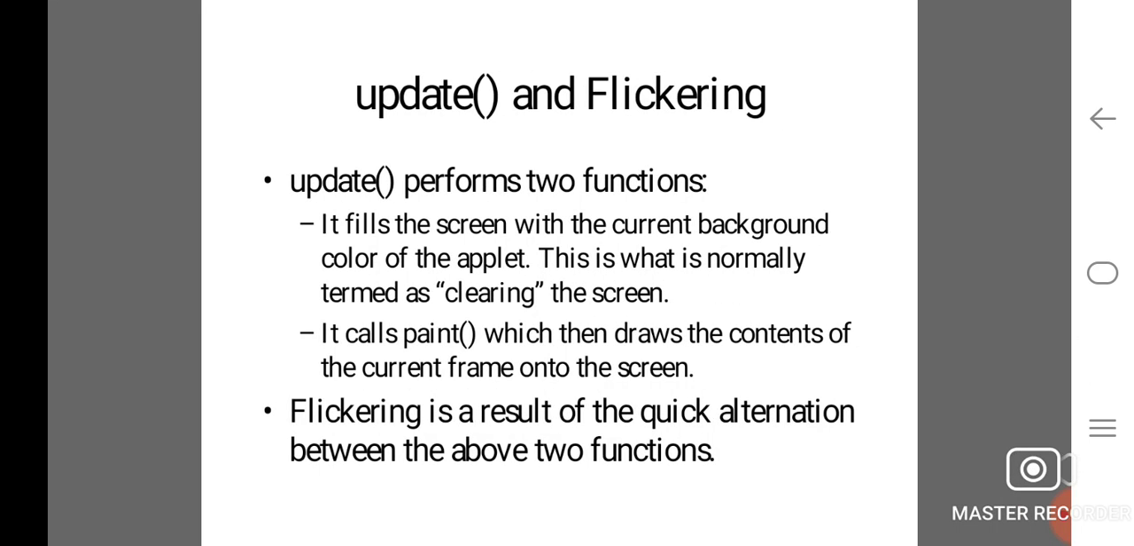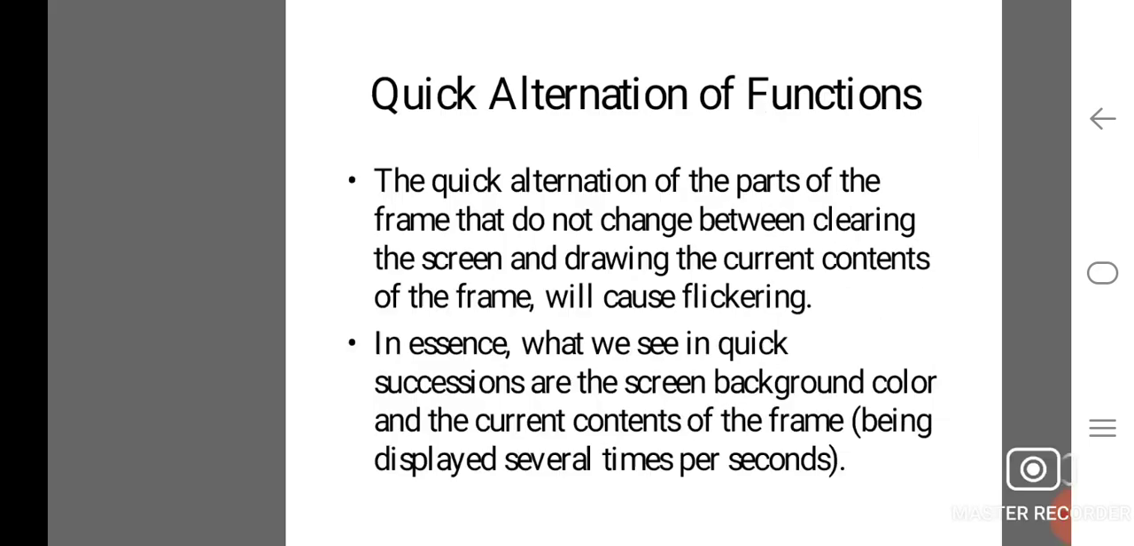Update and flickering. Update performs two functions. It fills the screen with the current background color of the applet. This is what is normally termed as clearing the screen. It calls paint, which then draws the content of the current frame onto the screen. Flickering is a result of the quick alternation between the above two functions.